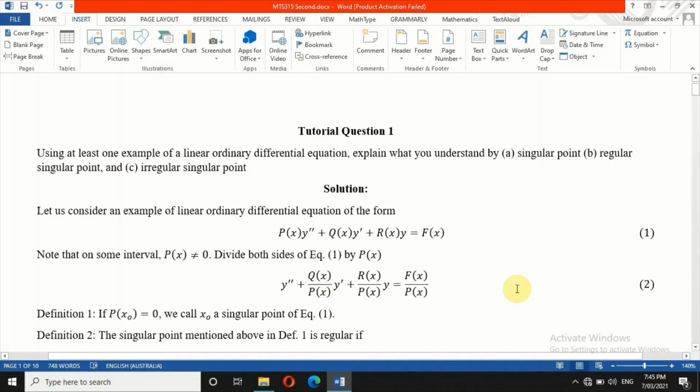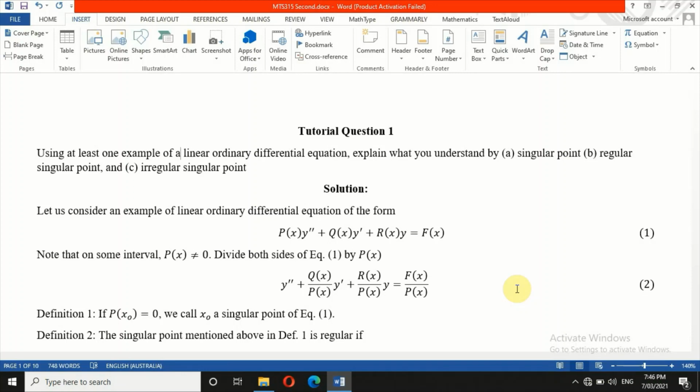Welcome. In this video, we are going to deliberate on 3 different tutorial questions. So the first question now is this. Using at least one example of a linear ordinary differential equation, explain what you understand by a singular point, regular singular point, and irregular singular point.